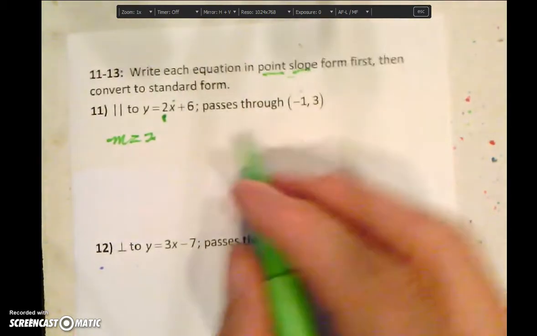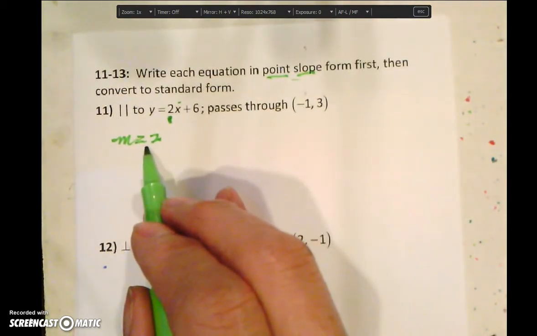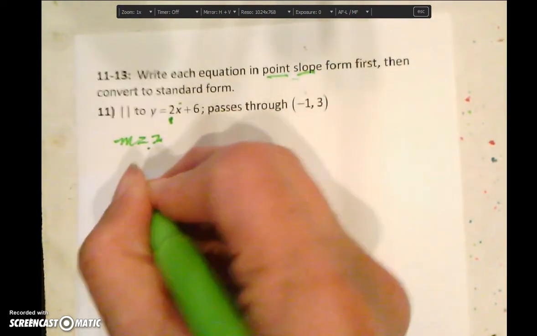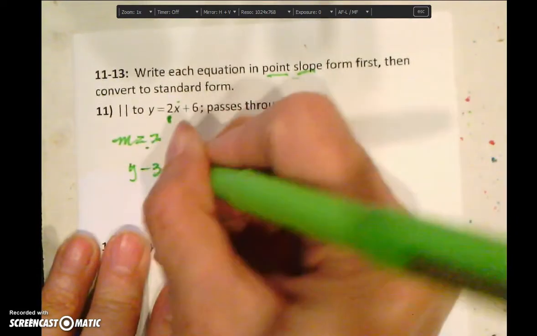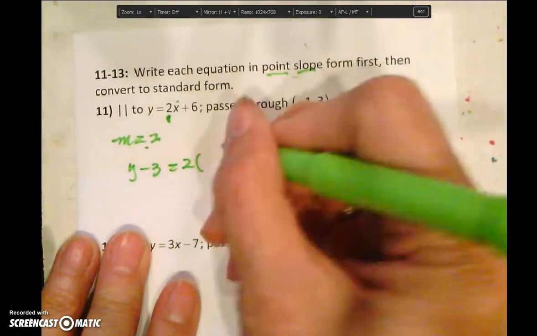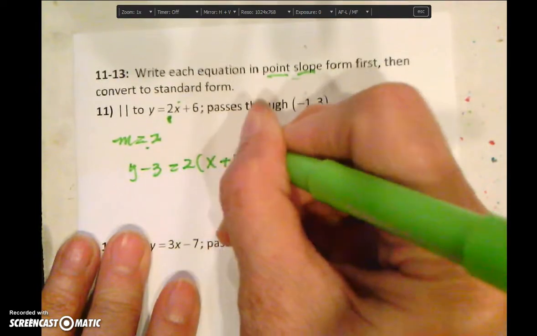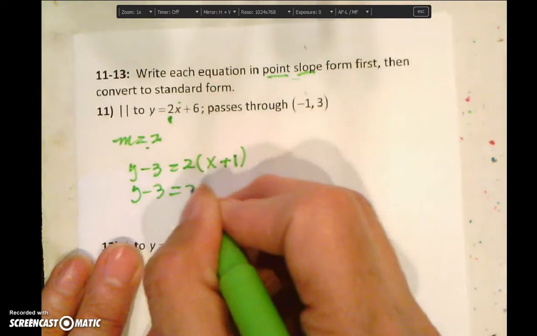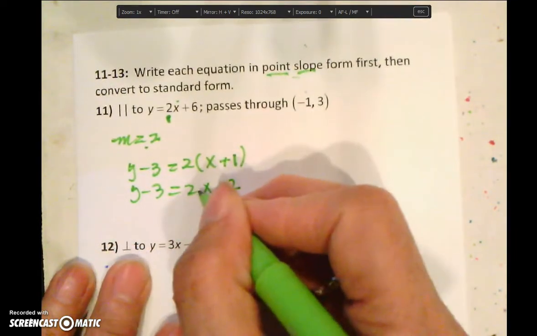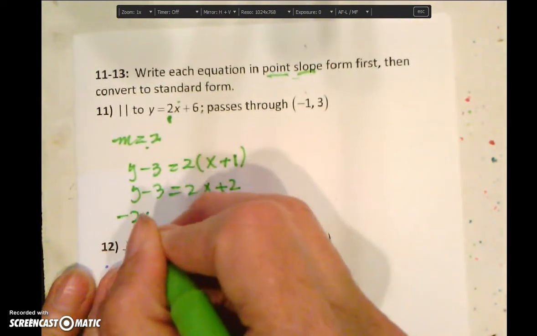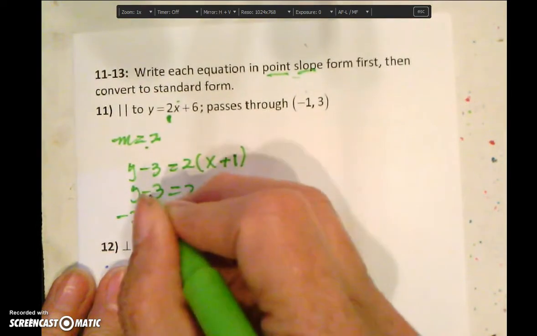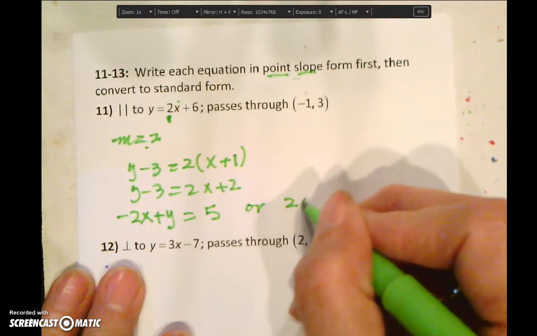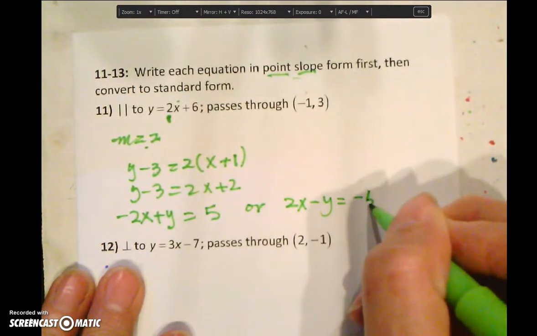So our new line also has a slope of 2, but it's going to pass through this point. So we're going to do y minus 3 is equal to 2 times x plus 1. And then change it to standard form. So y minus 3 equals 2x plus 2. Move my x to the other side, minus 2x plus y, add my 3 over here is equal to 5. Or it could be 2x minus y equals negative 5.